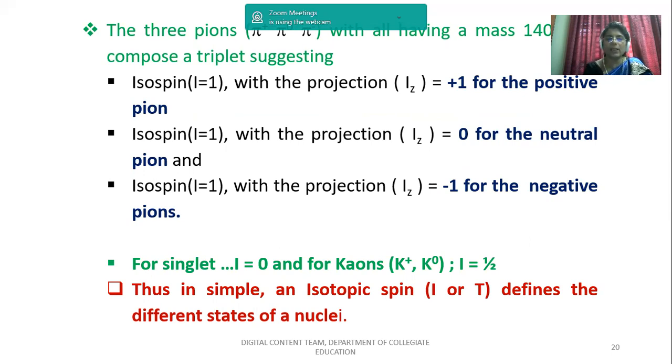Similarly, you can calculate for a singlet. If I is 0, it represents only one particle existing in that group. Similarly, if you consider kaons, they can be associated with K plus and K naught, that is positive kaon and neutral kaon, and it is associated with the I value half. So in simple terms, we can say that isotopic spin defines the different charge states of a nucleus.